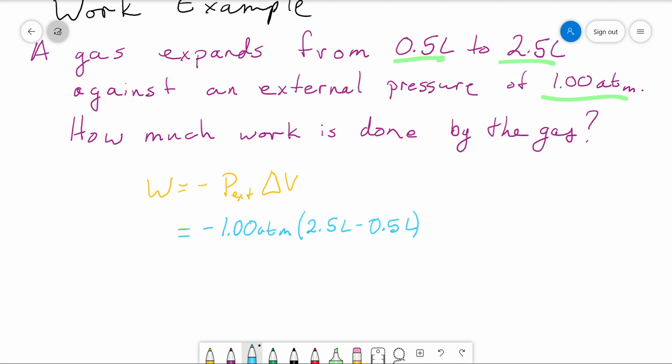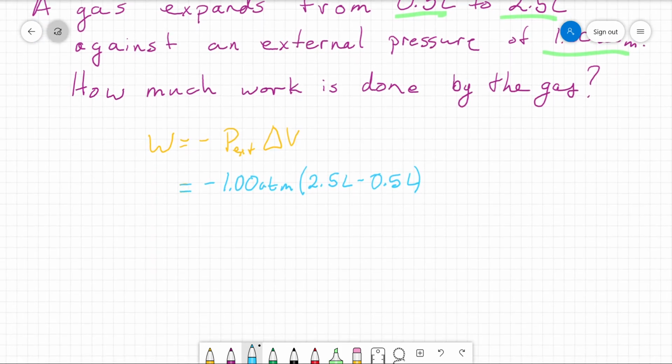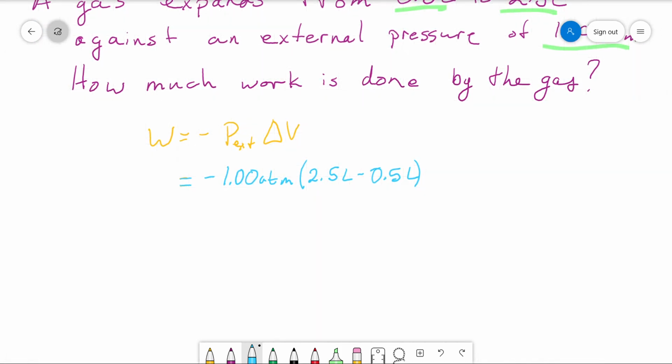And does it matter which way you set this up? Does it have to be final minus initial? Well, yeah, because notice it will change the sign of the answer, okay? So if you have this 0.5 minus 2, then you get a negative delta V. You end up with positive work. That means the system will have gained internal energy. Here, the system is losing internal energy.